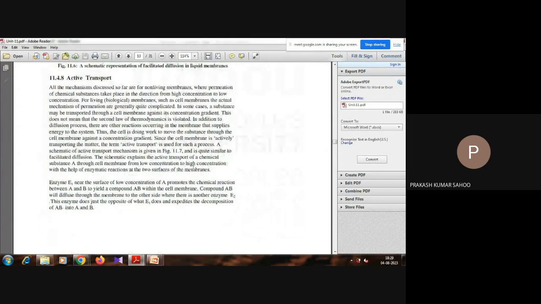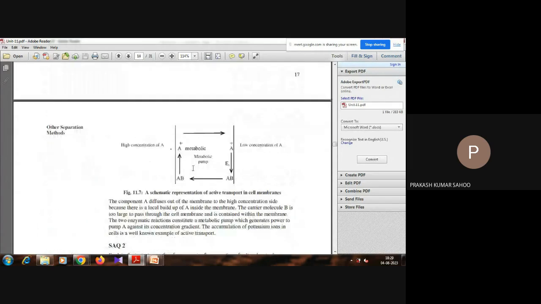Then active transport, this is by enzymatic transport, where an enzyme is used. That is, A in the presence of enzyme will convert to AB.